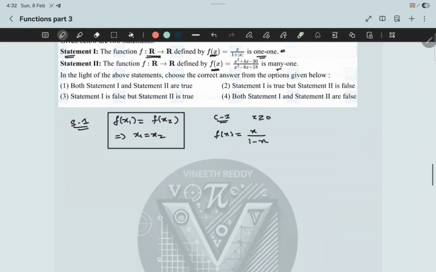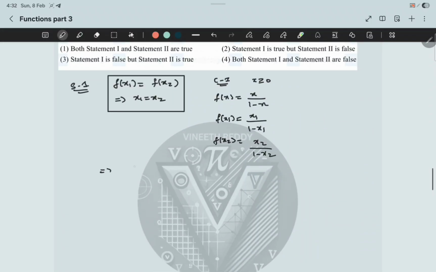So here we can either differentiate this function, but I want to proceed in this way. Students, you can try even with differentiating. So anyways, f of x1 is equal to x1 by 1 plus x1. Now f of x2 should be x2 divided by 1 plus x2, right? Now let us equate f of x1 and f of x2. So we get x1 by 1 plus x1 equals x2 divided by 1 plus x2.